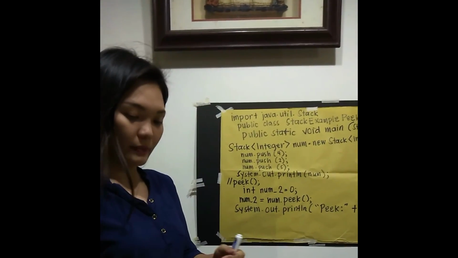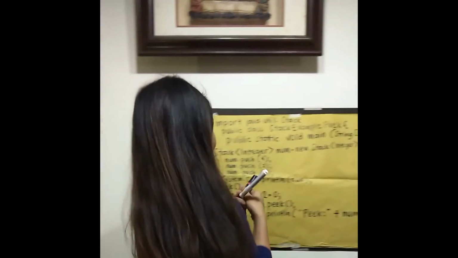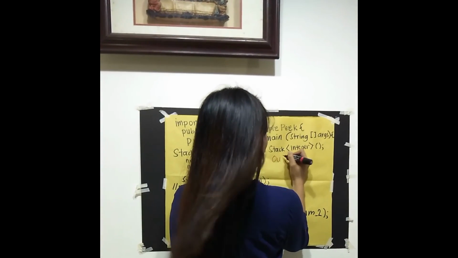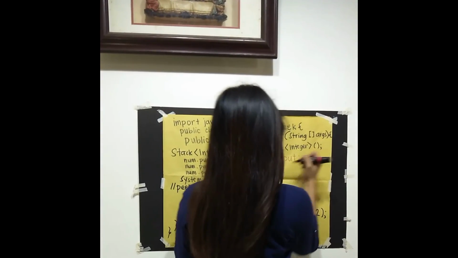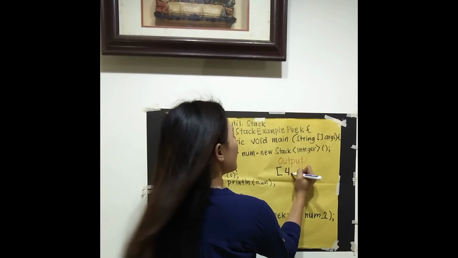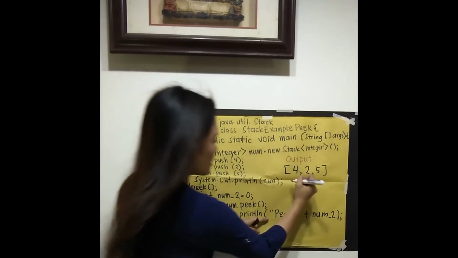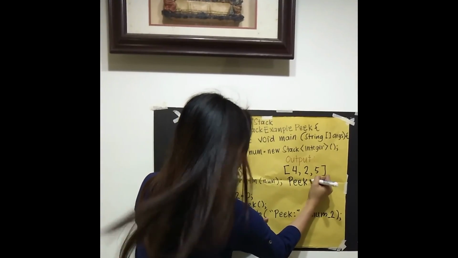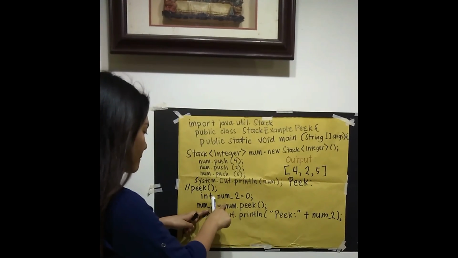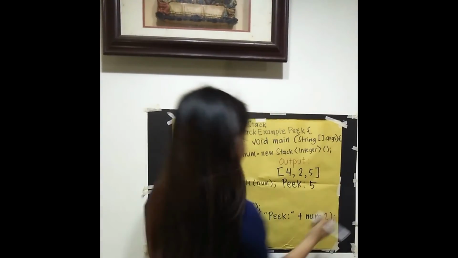And the output that will happen is, wait, the curly braces will get the output. Since we displayed these three elements, it's still the same: 4, 2, 5, and the peek, plus the num2, which is the topmost element, which is 5. So, there, guys, my tutorial for the stack is done. And I hope you learned a lot from me. Thank you!